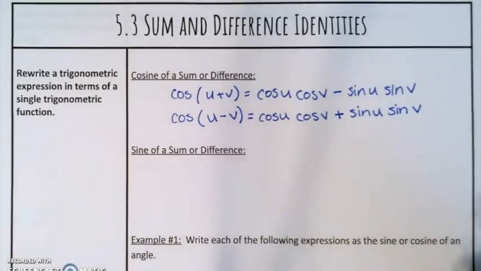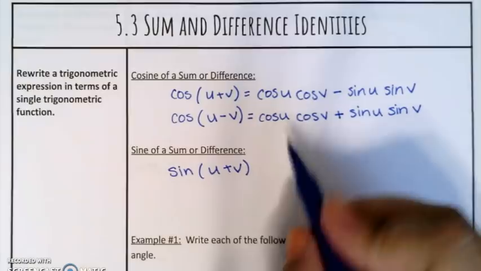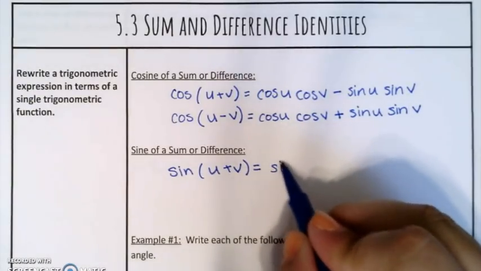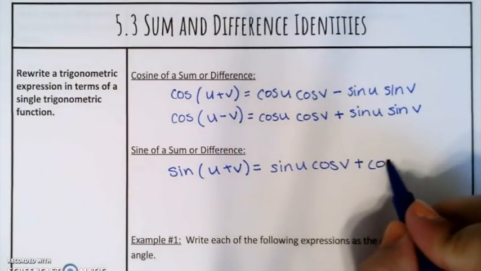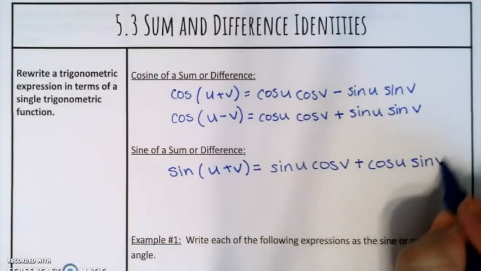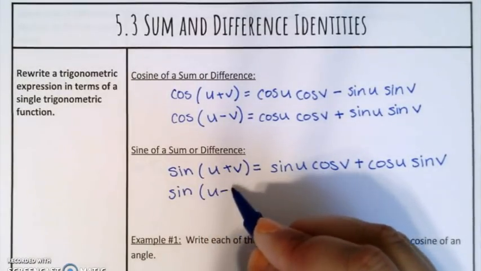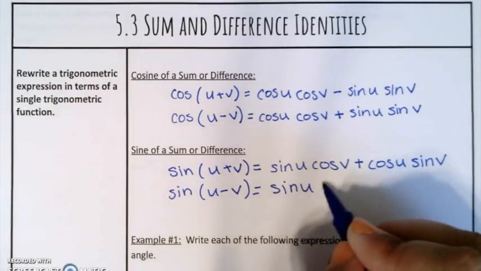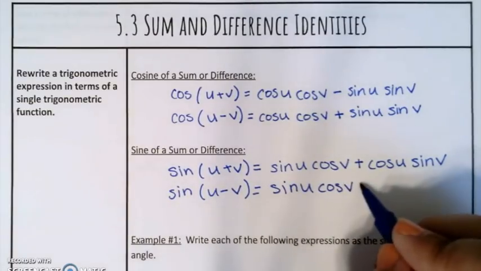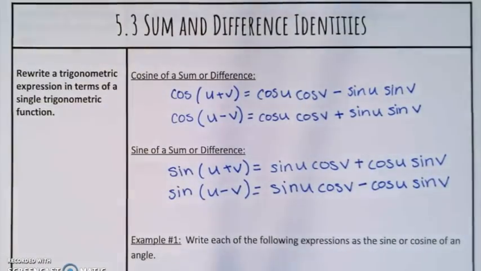Those are for cosine. All right, now let's look at the two equations for sine. For the sum, sine of u plus v equals sine of u times cosine of v plus cosine of u times sine of v. And the difference, sine of u minus v, is equivalent to sine of u times cosine of v minus cosine of u times sine of v.